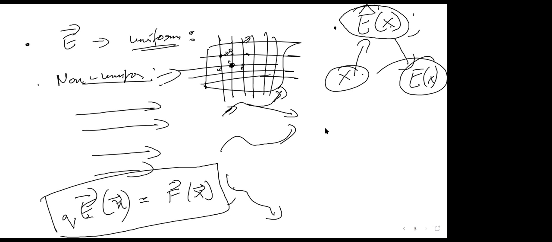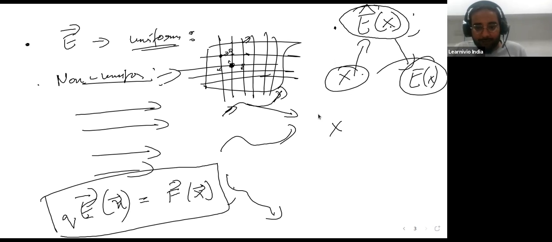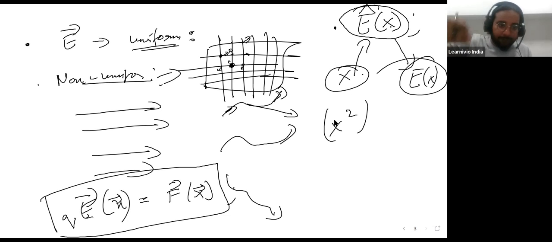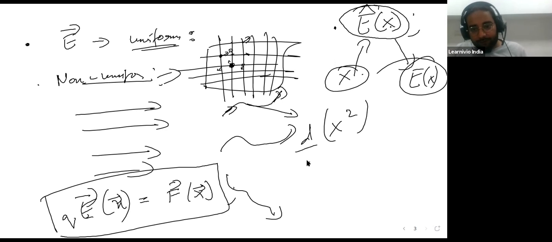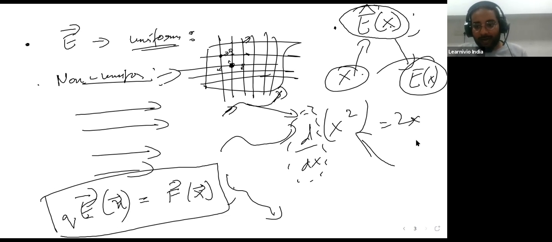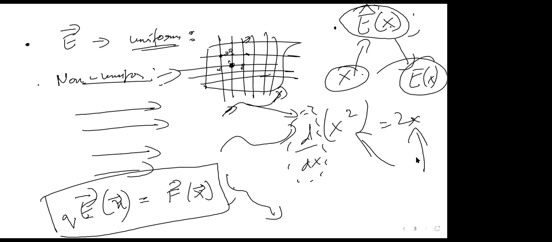For example, you have the variable x, or x squared, let's say. Now, x squared is just a variable in real numbers. You can take a derivative of this, and you get 2x. So this is essentially an operator here, and it takes in a value which is a real number, and gives out another value which is also a real number. Here, we have an operator and we have a real number.